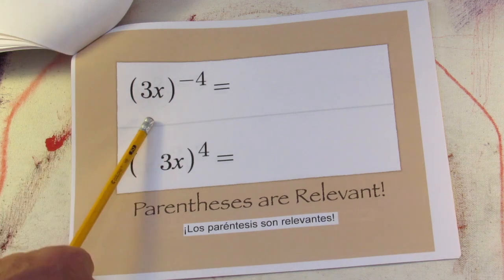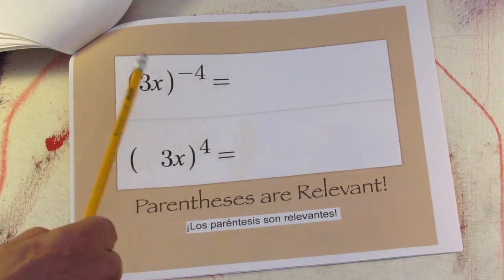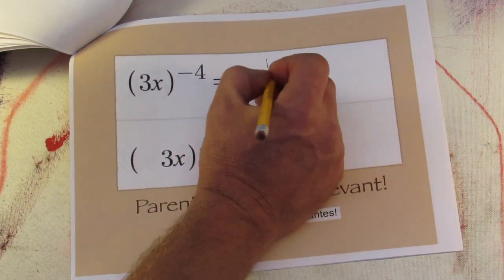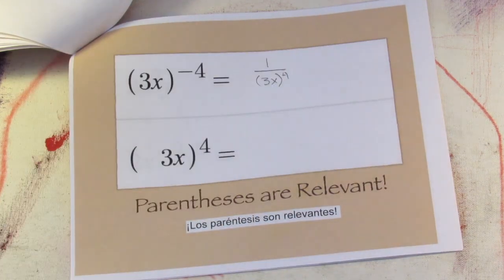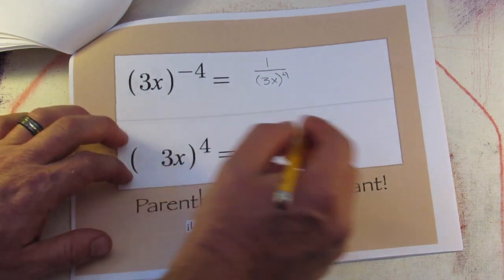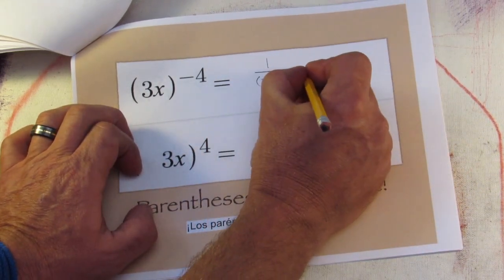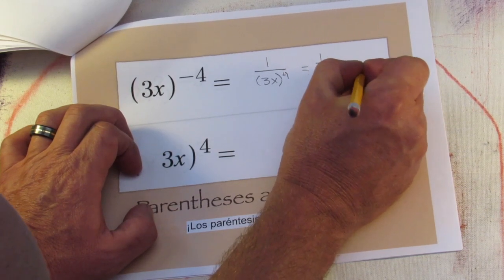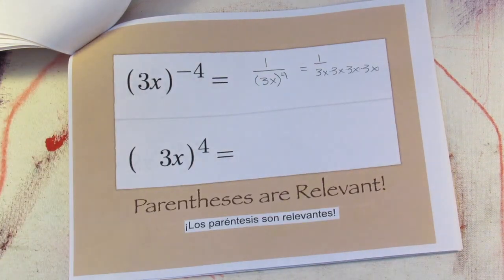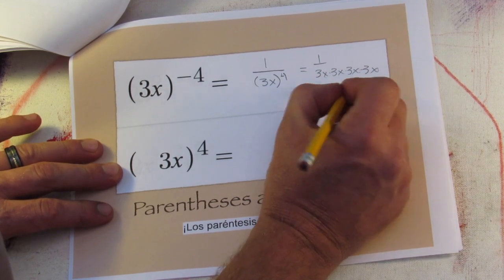Okay, so looking at this one, I've got the 3x, both parts of that term are in parentheses, so the whole thing is put under a 1, and the exponent becomes positive. Always get rid of negative exponents. If I want to solve this further, I'd probably test you on it at first and have you just write that, but this would be 1 over 3x times 3x times 3x times 3x. 3 times 3 is 9, times 3 more is 27, times 3 more is 81, and x to the 1, 2, 3, 4th power.